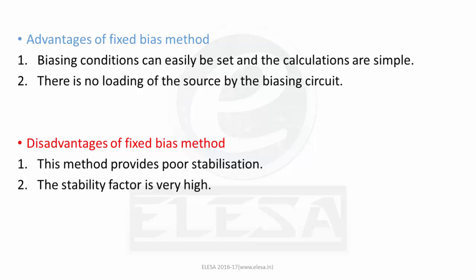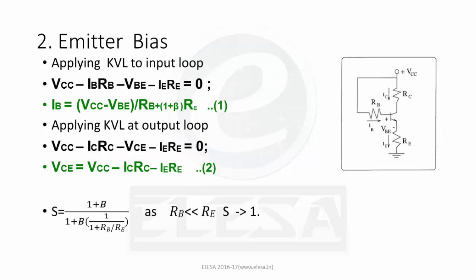The disadvantage of the fixed bias method is that it provides very poor stabilization because of the very high value of the stability factor, that is beta plus 1. It means that very small changes in ICBO make very large changes in IC. That is not good for the biasing circuitry. The transistor may burn out. So the next method is emitter bias.